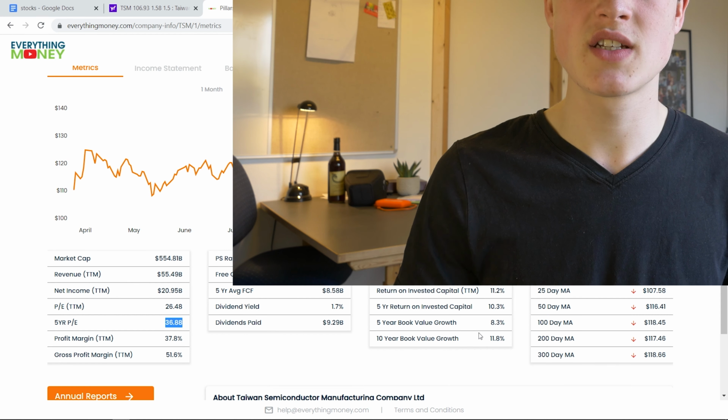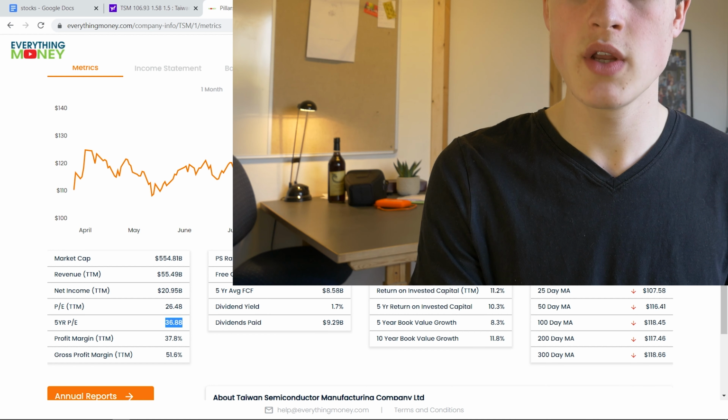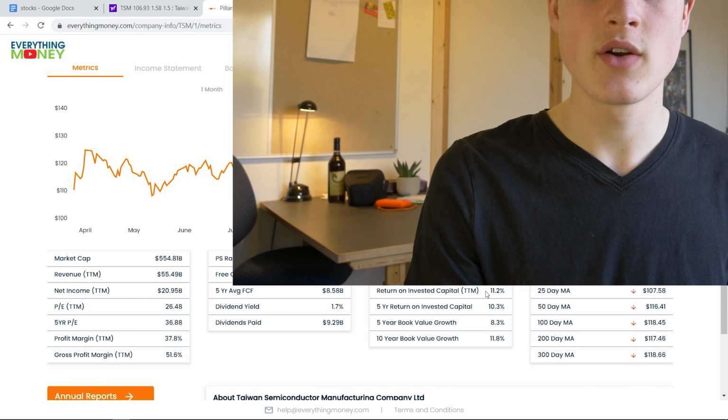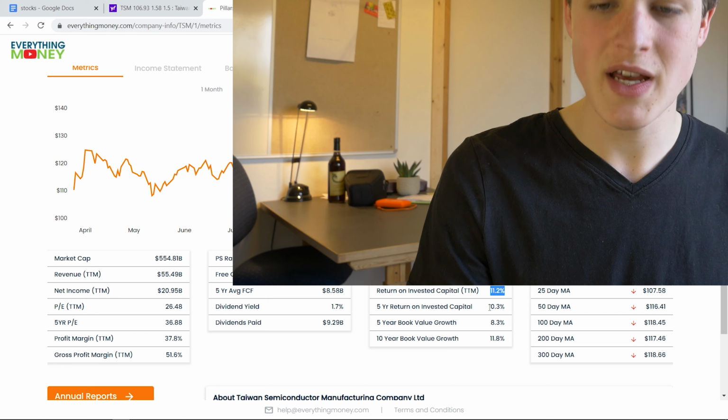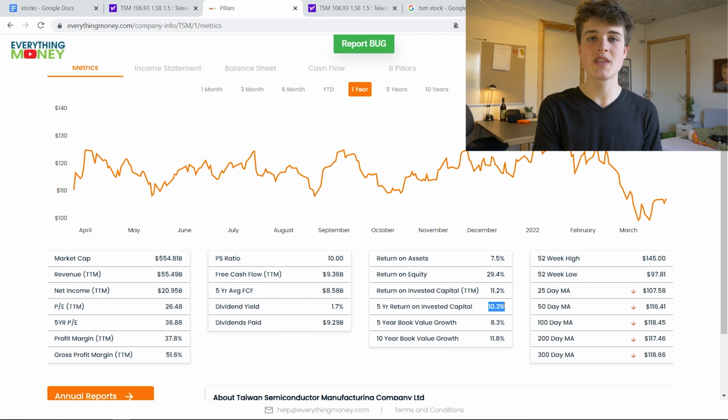Something that TSMC is pretty good at is their return on equity, 30%, and their return on invested capital. Over the past 5 years, that has been 10%, which means when you invest, they're going to be able to use that investment to grow the business with an average 5-year return of 10% on that money. They have a gross profit margin of 51%, and their profit margin is actually pretty high, at 37%.